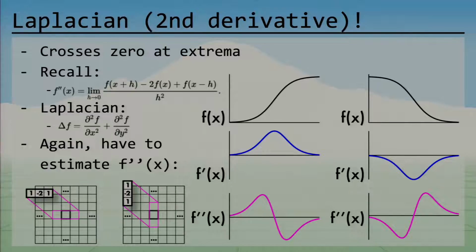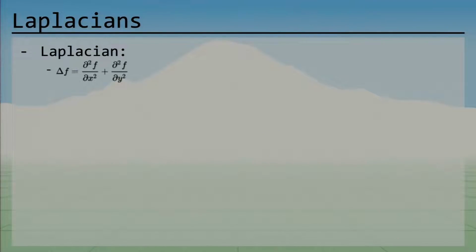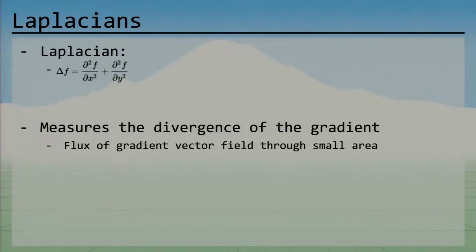We're not actually using the second derivatives themselves. Instead, we're going to use this Laplacian that we just talked about. And the Laplacian is the sum of the second partial derivatives, each just in one direction, so either the second derivative with respect to x or with respect to y. What the Laplacian actually does is measure the divergence of the gradient, which is the flux of the gradient vector field in a small area.